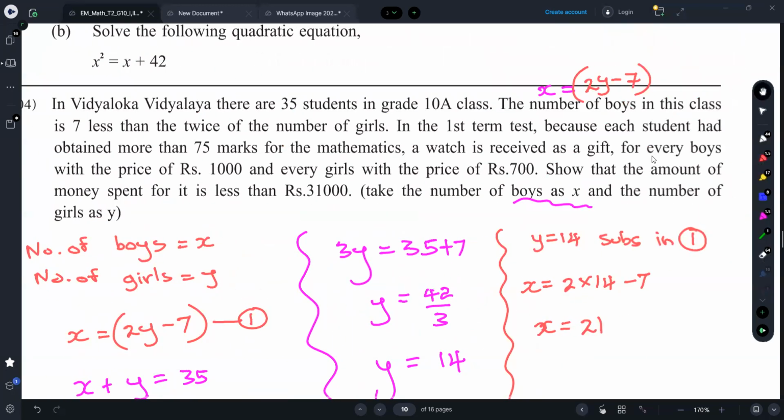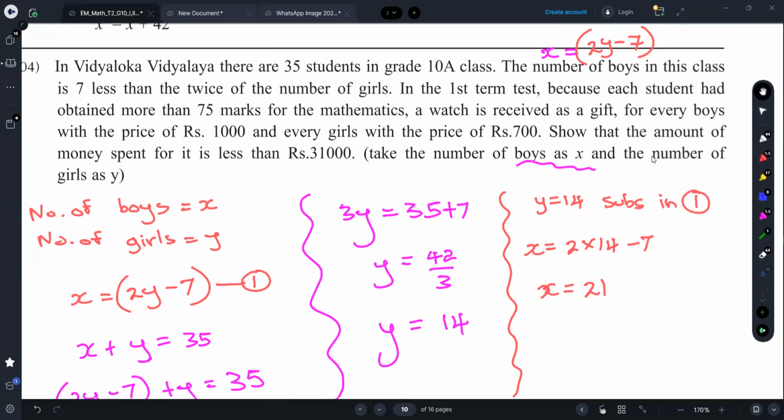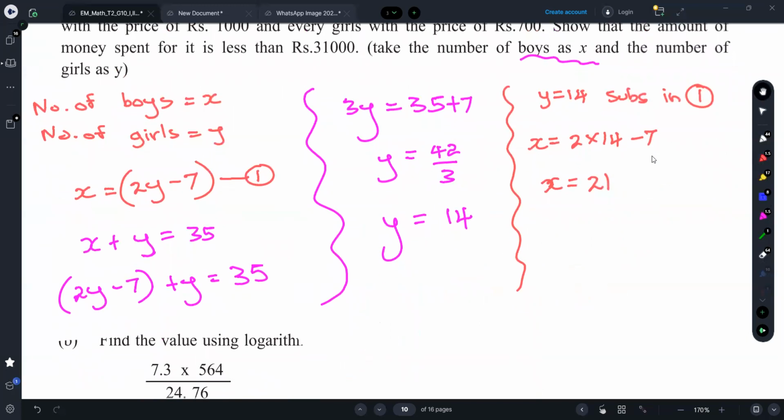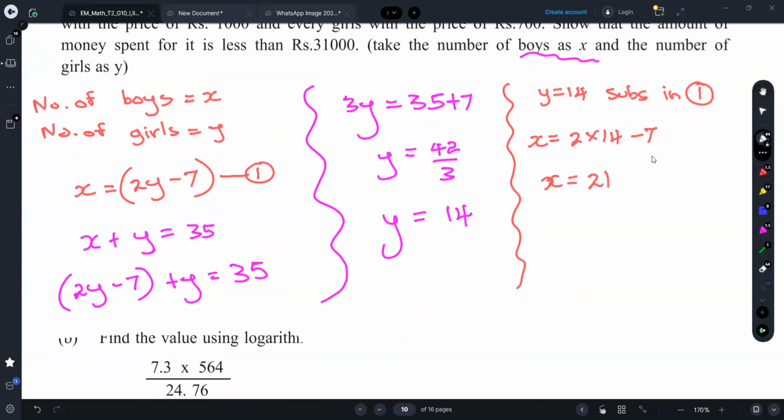Now, for every boy a gift of price 1,000 is given, and for every girl 700 is given for the gift. Okay, then what will be the total amount spent? The amount spent I can find.